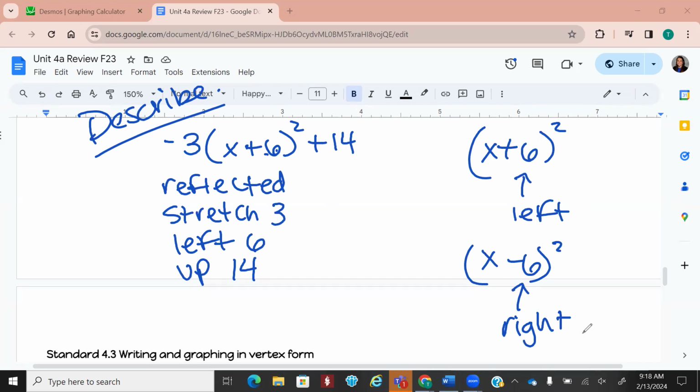I am going to leave what's over there on the board, that purple stuff. That's going to be left on the board. Now, I don't know how much help it is, but I'm going to leave that there. The stretch is the number that's out front. If it's bigger than 1, it's a stretch. Less than 1, it's a shrink.